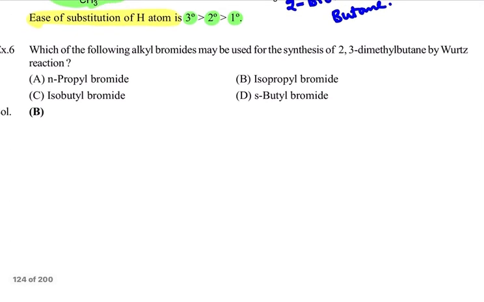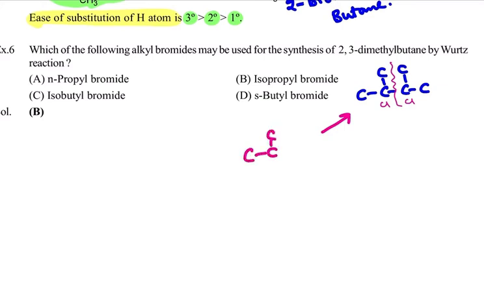Next: which of the following alkyl bromides may be used for the synthesis of 2,3-dimethyl butane by Wurtz reaction? See 2,3-dimethyl butane, carbons 1, 2, 3, 4. For Wurtz reaction, it is also a symmetrical alkane, so we can cut it into two equal parts and put a halogen on each. To get this, we take two equal parts, so the compound is isopropyl chloride, or bromide you can take.